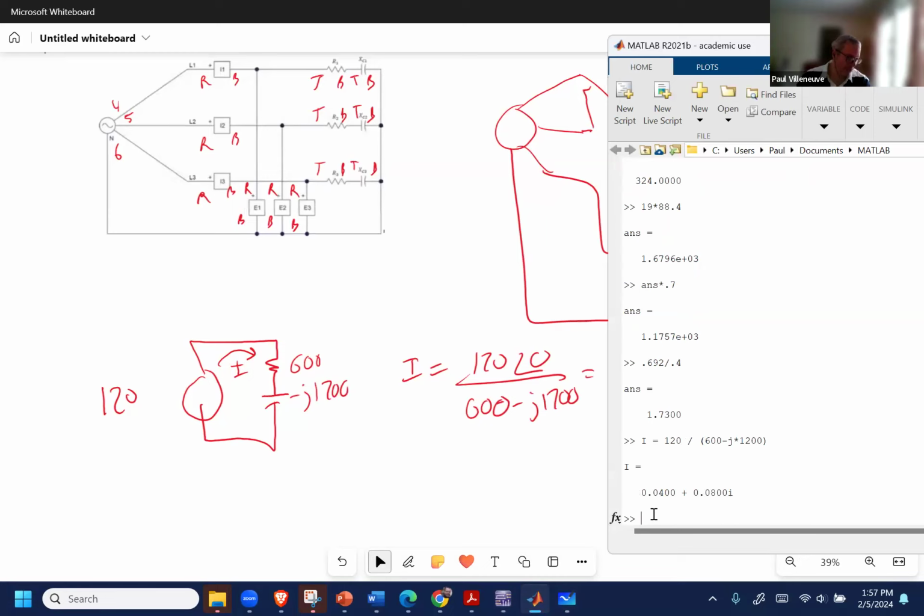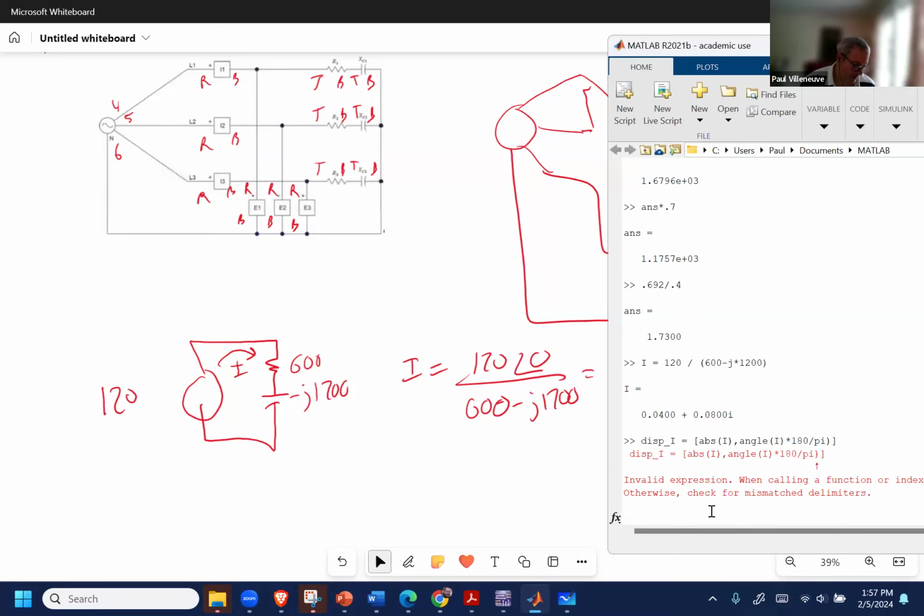Now it's going to display things in rectangular coordinates, so I just use this display vector. That's going to be the absolute value of I and the angle of I times 180 over pi, not 10. Okay, so I have my angle and my absolute value, and this is what the current magnitude and angle is going to be.